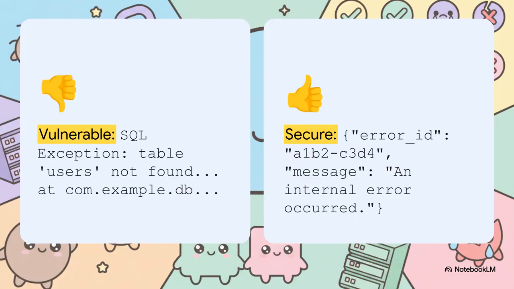Now, this is a perfect example of a common misconfiguration at the application level: error handling. The error message you see on the left, that is an absolute goldmine for an attacker. It's revealing database table names, internal code paths, the exact software you're running, everything. The secure version on the right gives the user nothing but a simple tracking ID. That ID is all your developers need to find the full error details in your private logs, while keeping the attacker completely in the dark.